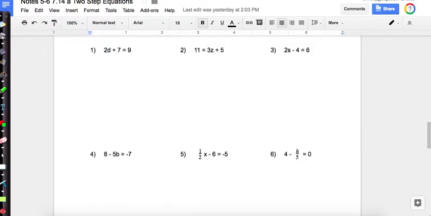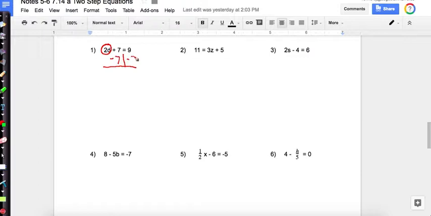Okay, so the first example is 2d plus 7 equals 9. So what I like to do when I solve these is I like to circle the variable and anything in front of the variable. If there's an addition or subtraction sign in front of it, I circle it. And I draw my t. So the opposite of adding 7 is subtracting 7.